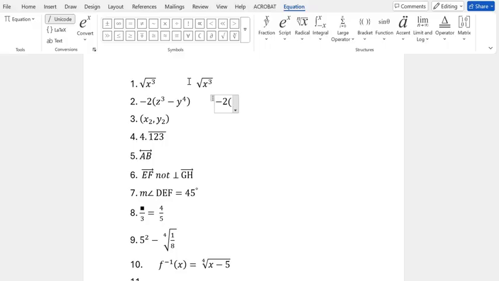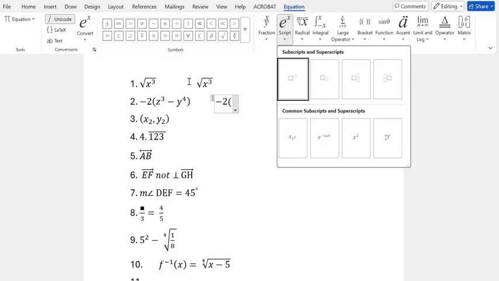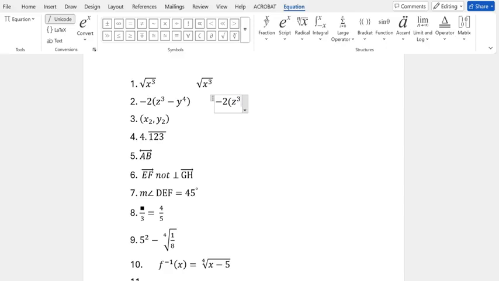So I'm going to do Alt J E, and then I'm going to do S for script. Subscripts and superscripts. That first one was what I wanted. That's your basics. Okay. Z. And superscript. 3. Blank. And then it's minus. And then I have another superscript, y to the fourth.